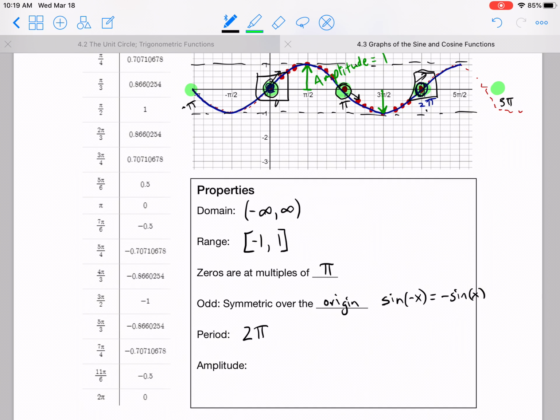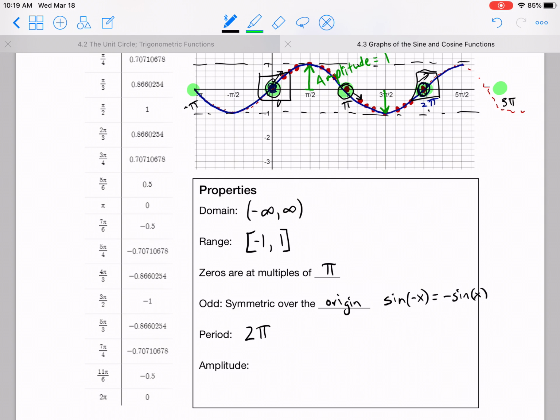Last we have here, what is the amplitude? And I pointed that out on the graph up there. It was 1.